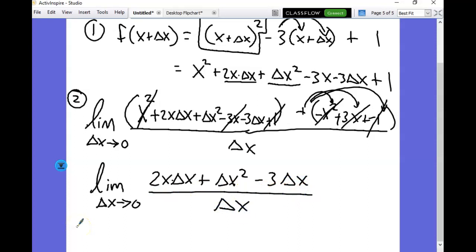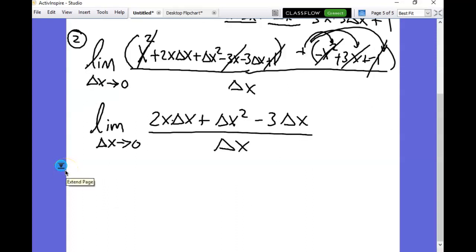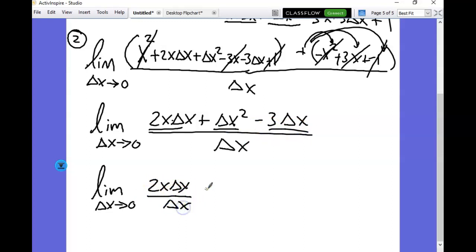Everything on the top should have a delta x at this point because we canceled everything else out. And that's what allows us to remove the discontinuity. So what we're going to do now is divide everything by delta x. I'm going to show my work like this for this one time, but I won't do it anymore. I just want you guys to see what's happening here. I'm going to divide each one of these by delta x. In the future, I won't do this step, okay? I'm just doing it for the first time so we can see on our notes what's happening.